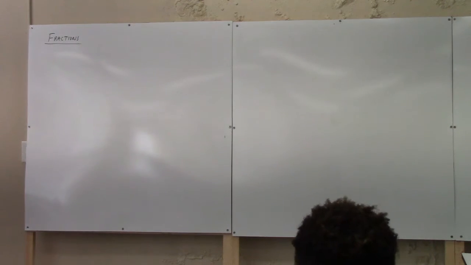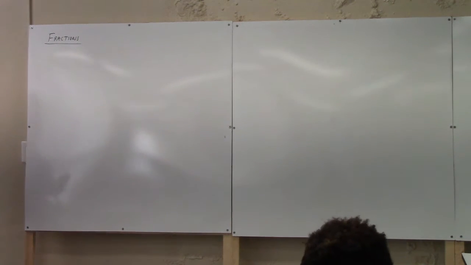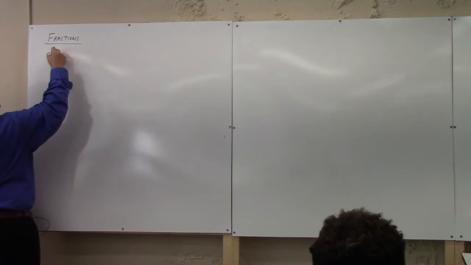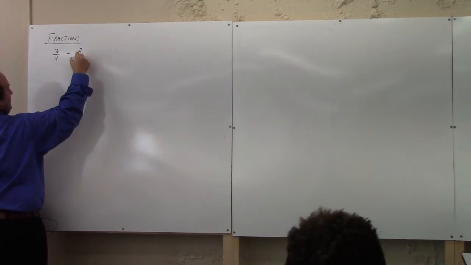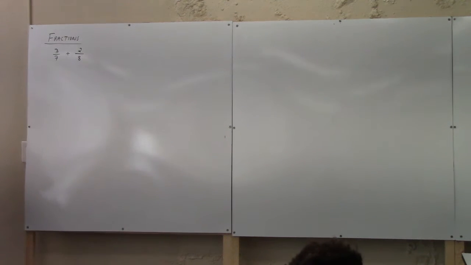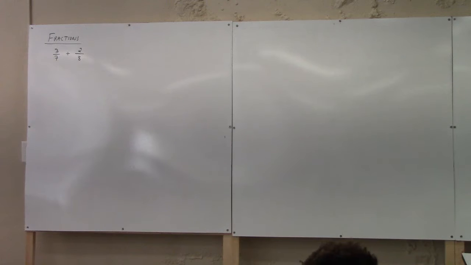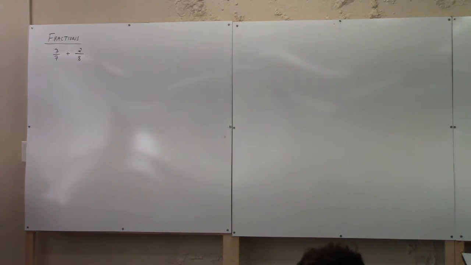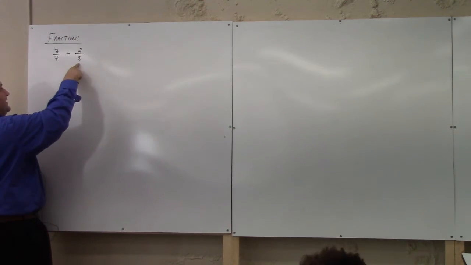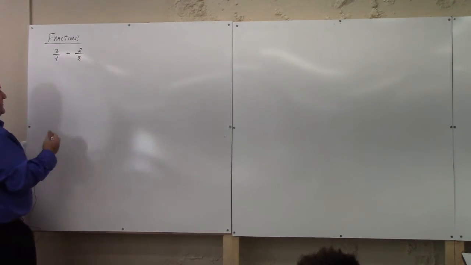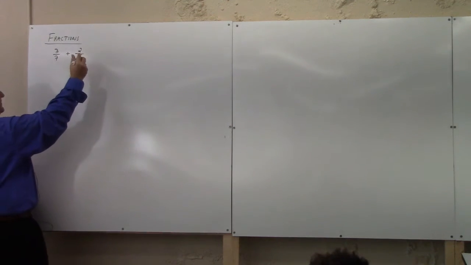For example, if I wanted to add 3/7 plus 2/8, what would I do? How do you add fractions? Make the bottom the same. Find a common denominator. So for this one, we look for the least common multiple of 7 and 8, which is just 7 times 8, right? There's no common factors here.